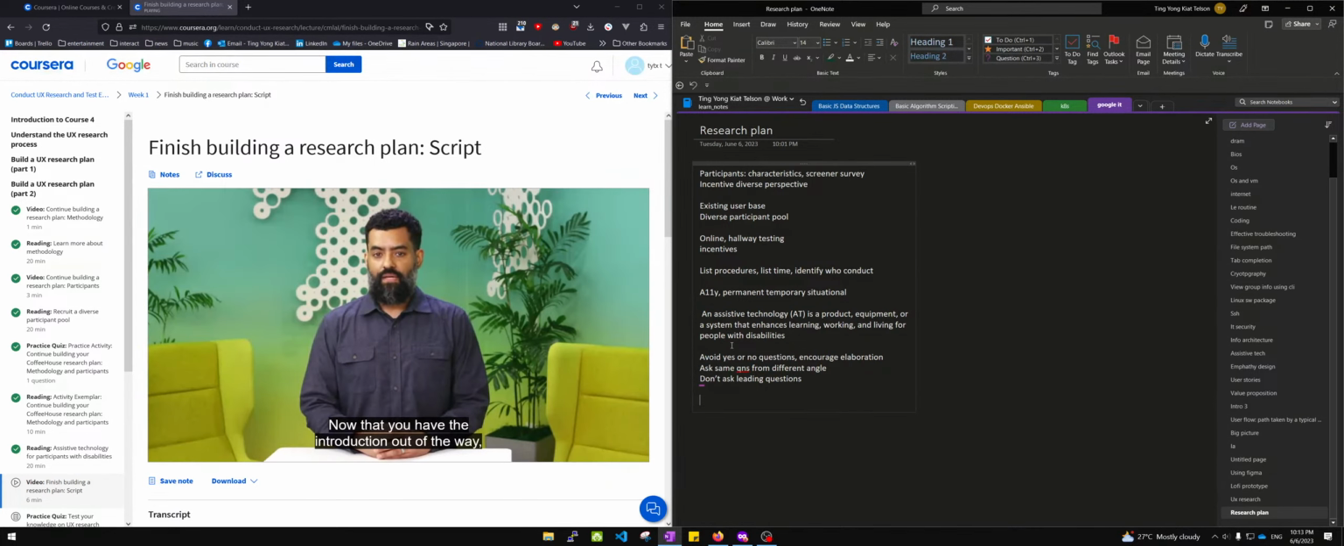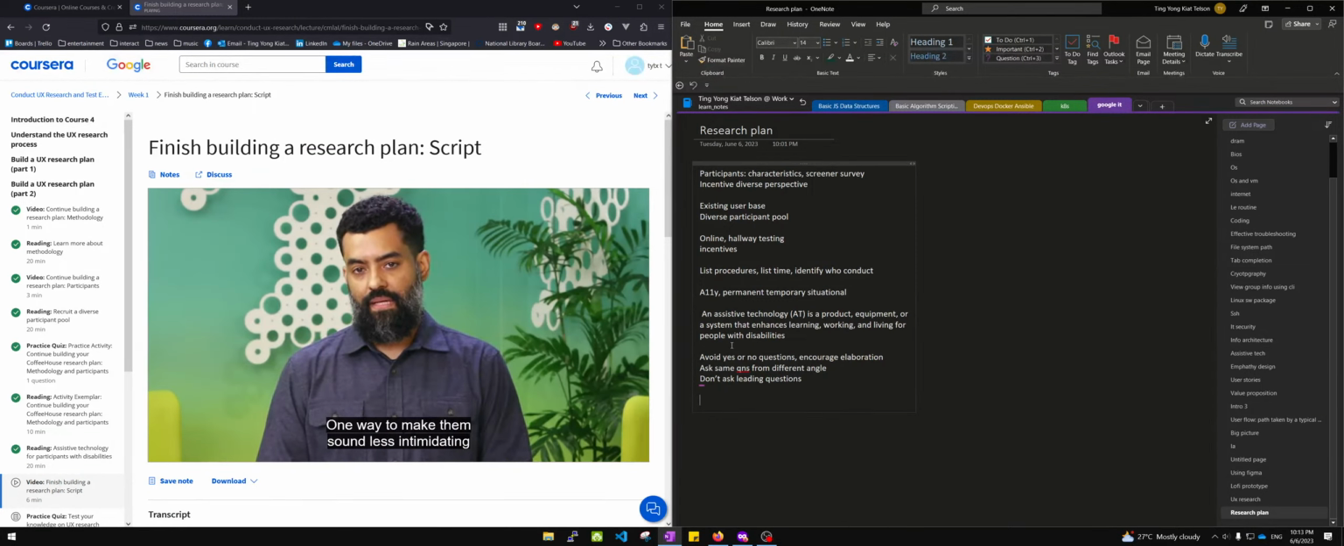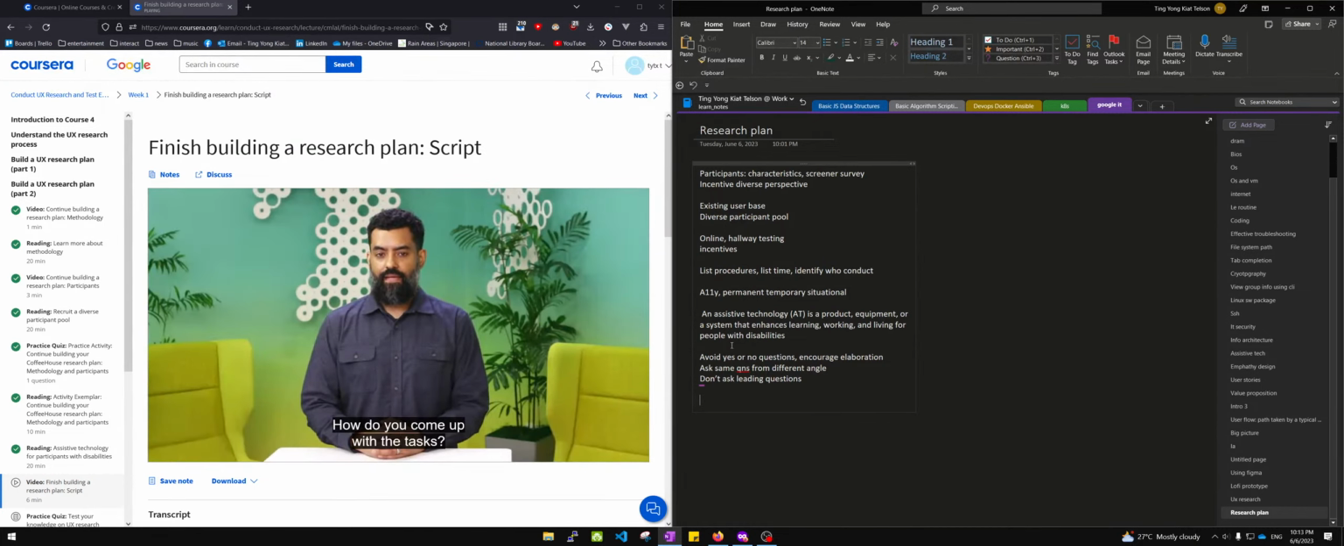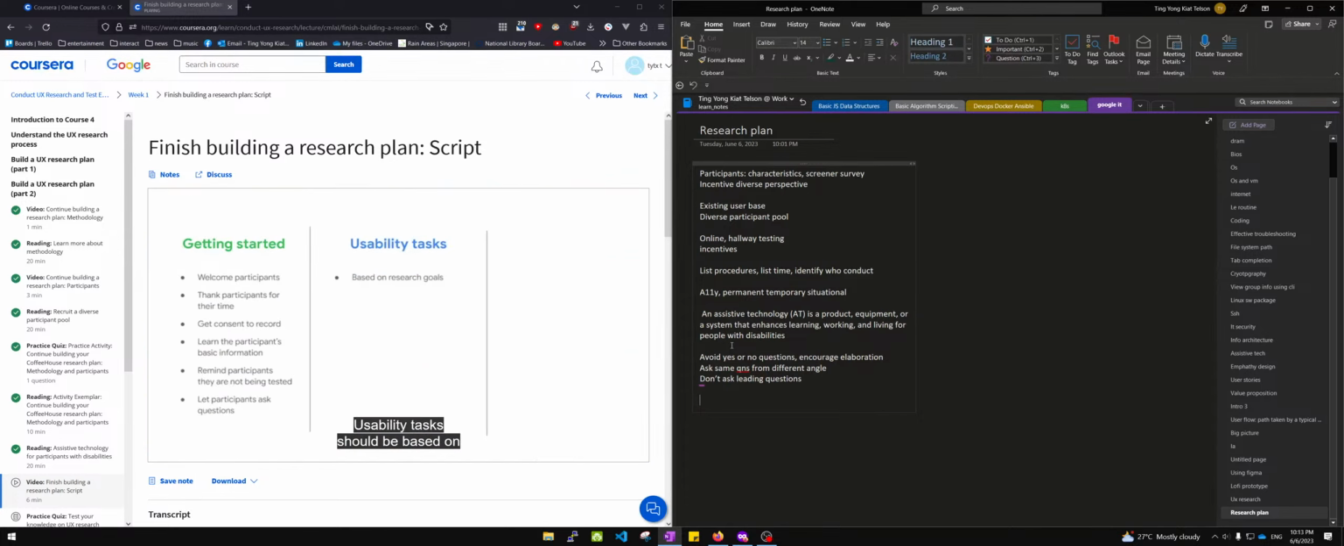Now that you have the introduction out of the way, you're ready to provide usability tasks. These are the assignments given to participants that allow you to observe what they do. One way to make them sound less intimidating to participants is to call them activities during the usability study. So how do you come up with the tasks? Usability tasks should be based on the research goals written in your research plan. Tasks should also be specific, make participants take action, and avoid providing any clues on how to complete the task.